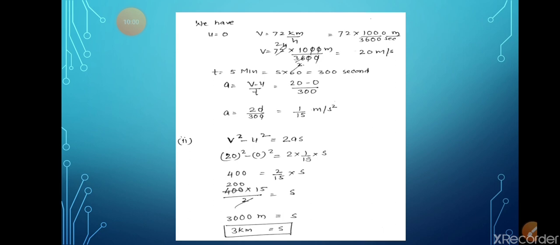Acceleration A equal to v minus u upon t. So 20 minus 0 upon 300, one 0 is cut, it becomes 1 upon 15 meter per second square. So when you put the values of acceleration and final velocity, because initial velocity is 0 in this case, 20 the whole square, 1 upon 2 is all, and you will get 3 kilometer, actually 3000 meter. So whenever you get the question, convert kilometer per hour into meter per second. Similarly, you can solve one more question.